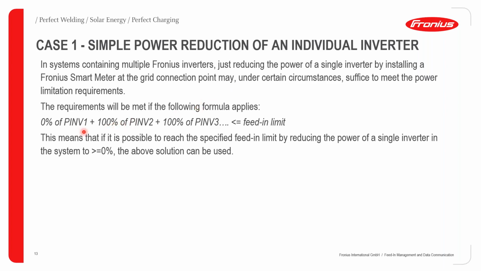So for this instance, if we have 3 inverters per se, inverter 1 is reduced to 0%, while inverters 2 and 3 both operate at 100%. And if all these conditions satisfy the feed-in limitation set by the grid operator, then this means that if it is possible to reach that specified feed-in limitation by reducing the power of a single inverter of the system to 0, then the above solution can be used.